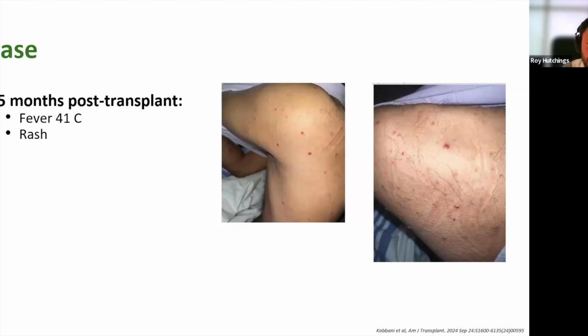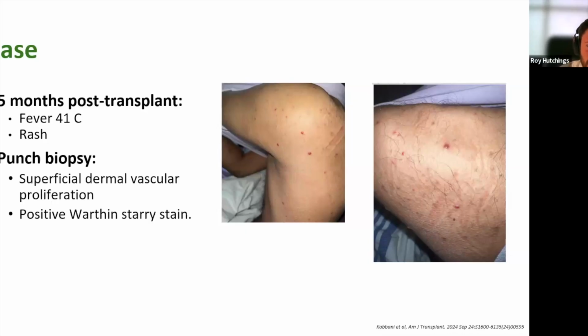About 5 months post-transplant, he had another fever. This time he was found to have this rash, which looked like widely distributed bright red papules, almost like berries. And he had a punch biopsy that revealed superficial dermal vascular proliferation, so angiomatosis, and positive Warthin-Starry stain, which is specific for Bartonella species. Sure enough, the PCR of the tissue was positive for Bartonella quintana, and he was treated with doxycycline for 3 months and made a complete recovery.